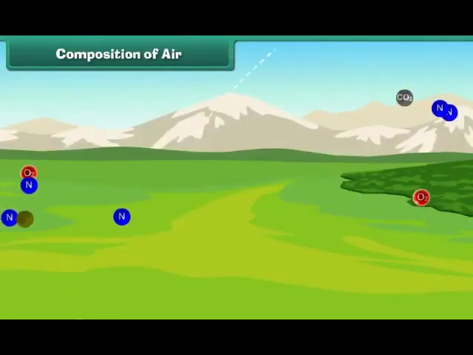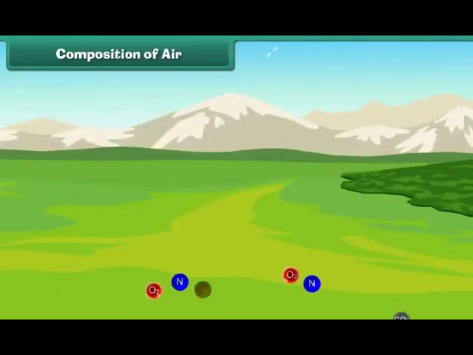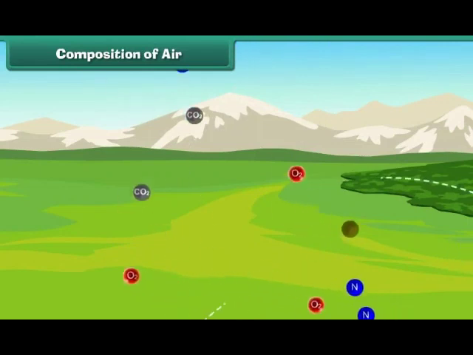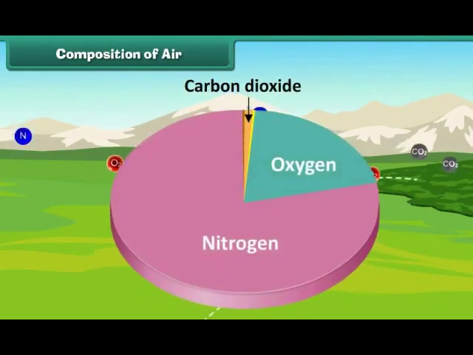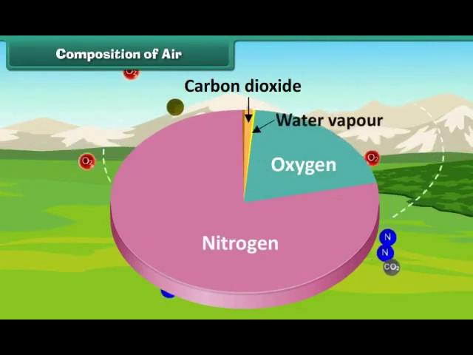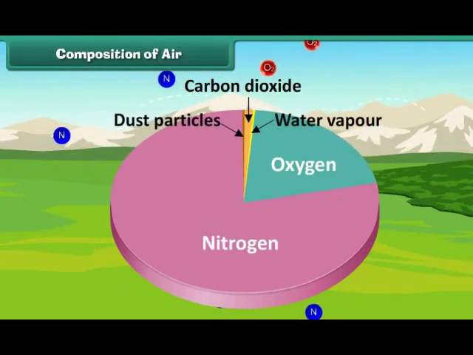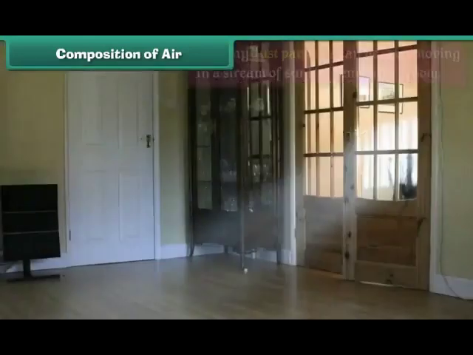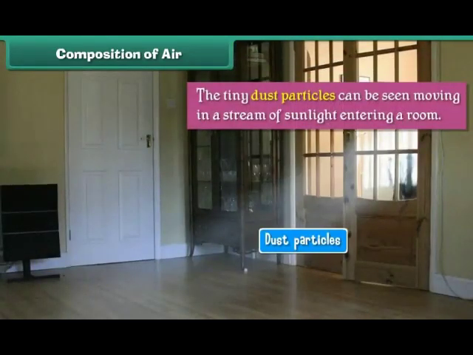Composition of air. Air is made up of several gases, the most important being nitrogen, oxygen, and carbon dioxide. Air contains water vapor and dust particles as well. The tiny dust particles can be seen moving in a stream of sunlight entering a room.